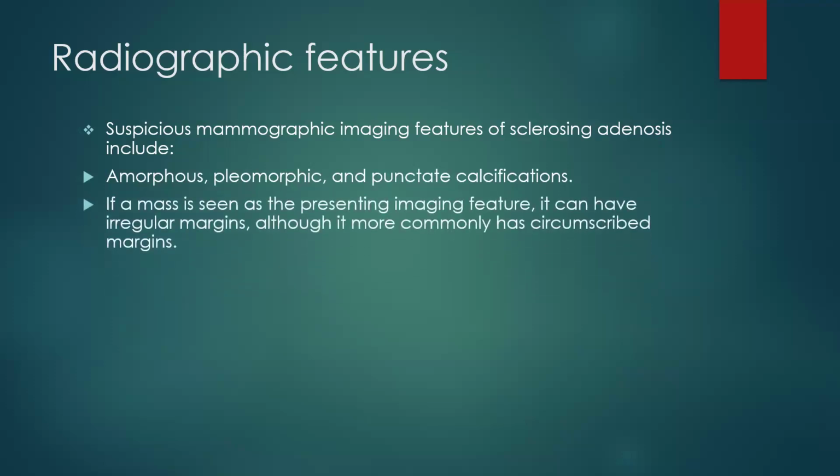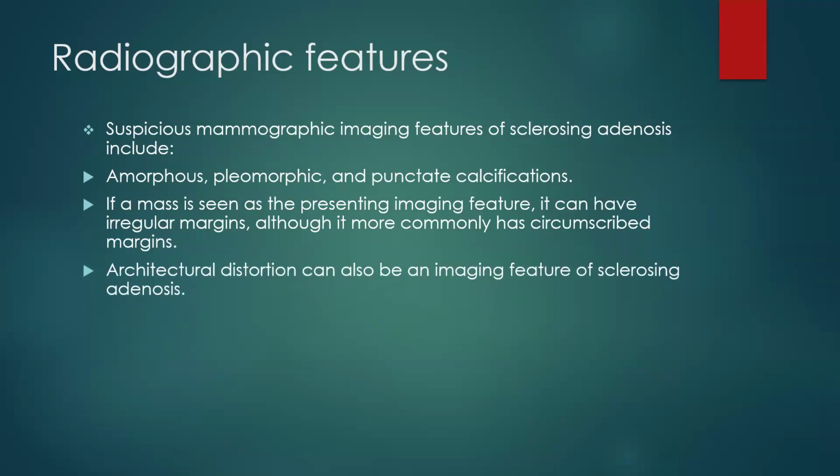If a mass is seen as the presenting imaging feature, it can have irregular margins, although it more commonly has circumscribed margins, but it could present with an irregular margin, thus raising the suspicion of breast cancer. Architectural distortion can also be an imaging feature of sclerosing adenosis.